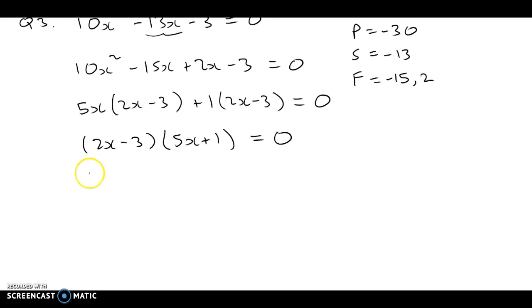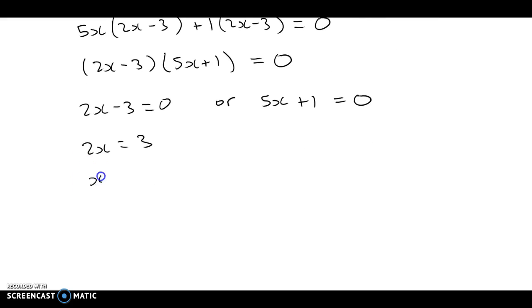Using the null factor law, we've got 2x minus 3 equals 0, or 5x plus 1 equals 0. Solving this, we get 2x equals 3, so x equals 3 over 2. Solving this one over here, we get 5x equals minus 1, so x equals minus a fifth.